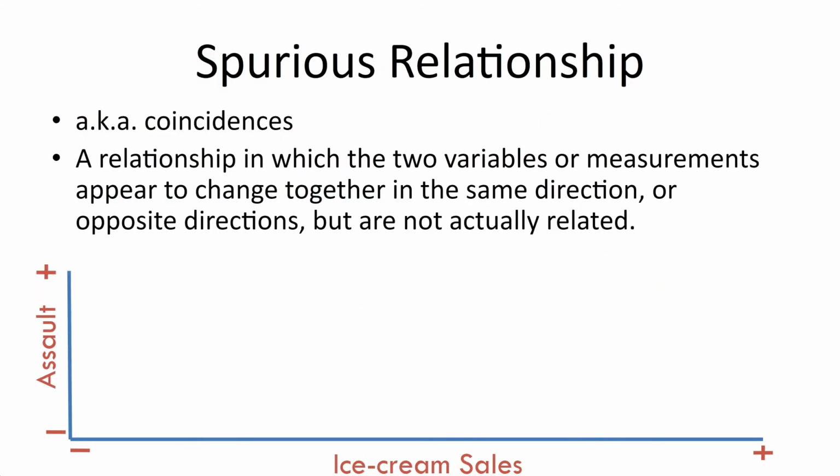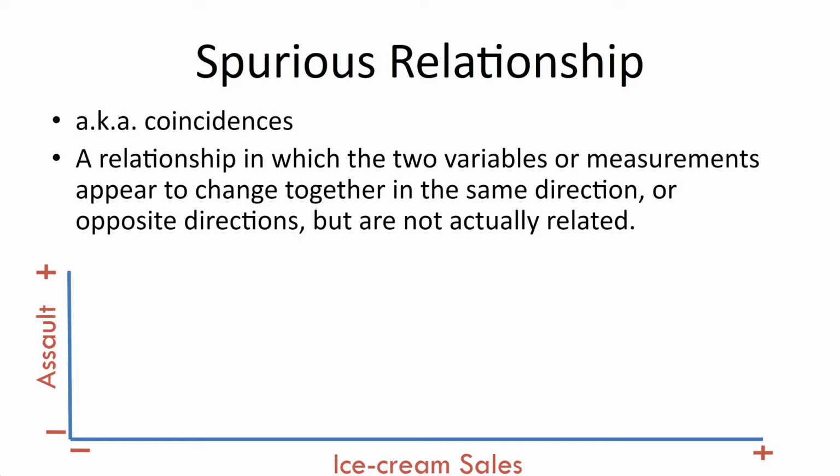And then finally, there's one last type of relationship I wanted to mention, and that's called a spurious relationship. You could also call it a coincidence. This is when you find a relationship between two variables, like these two variables appear to change together, maybe even in the same direction, but they're not actually related.